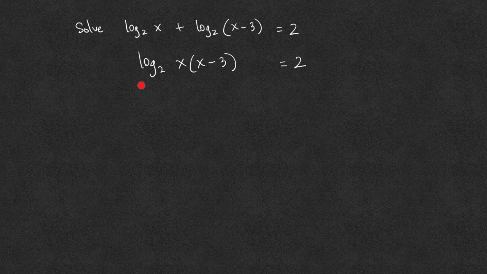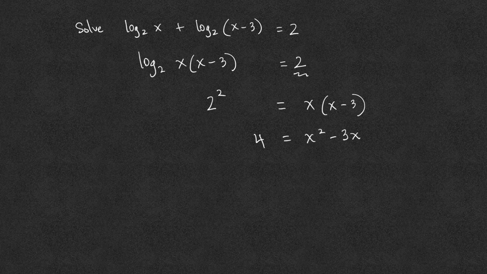We can rewrite it in exponential form. The base is 2, so we take the base 2 and raise it to the other side, which is 2, equals the argument of the log, which is x times (x minus 3). It is a common mistake to set x equal to 0 and x equals 3, because this is not 0. We can only set the factors equal to 0 if the product is zero, but 2 squared is not 0, so we have to rewrite this equation. But first, this is 4 equals x squared minus 3x.